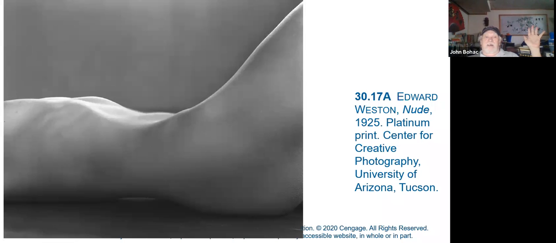And so the photo is a nude, but it's actually kind of like an abstract in a way because we just have part. And so the Center for Creative Photography, University of Arizona in Tucson, and Weston and O'Keefe and a lot of other artists, they moved west. That's where they did their best work.